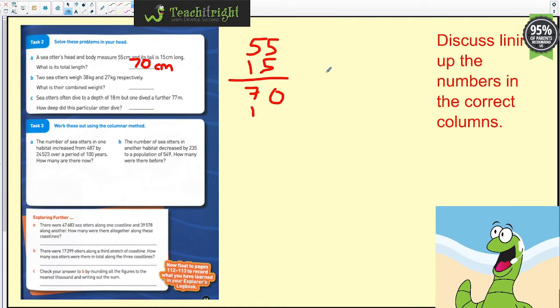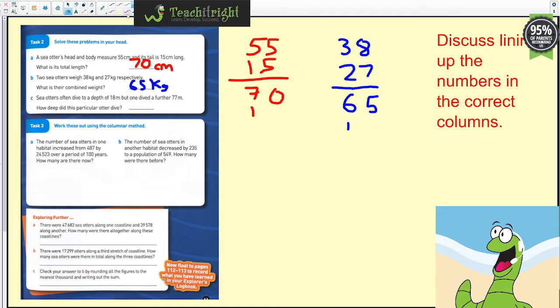But let's look at B. So we have 38 plus 27. And again, 8 plus 7 is 15, so carry the 1, write the 5. And we've then got 3 plus 2 plus 1 is 6, so 65. And again, 65 kilograms. Really important that if they give you the units, you follow those units through and carry them on.